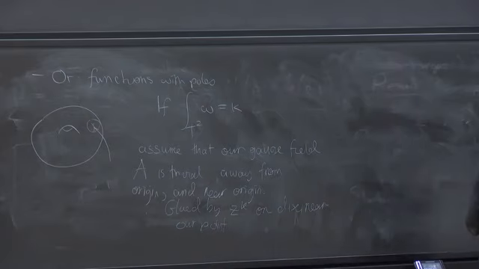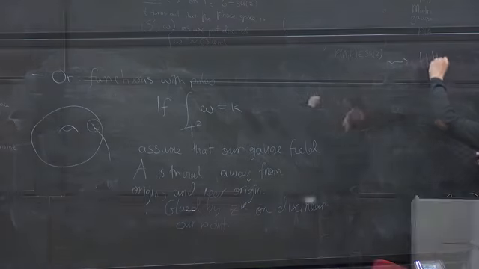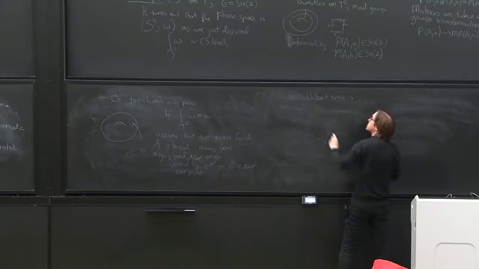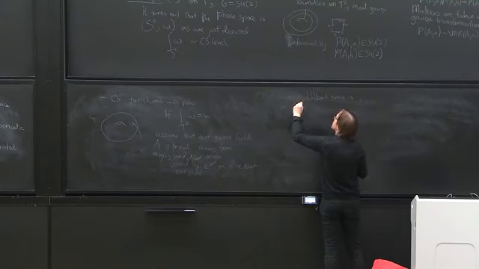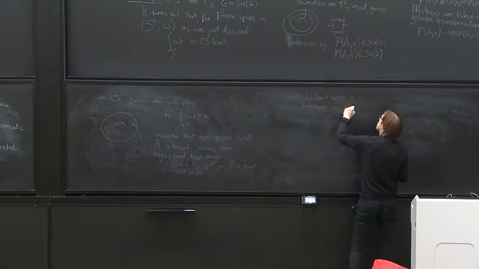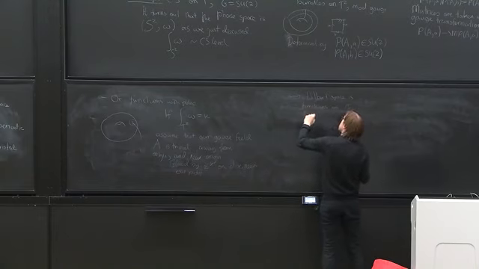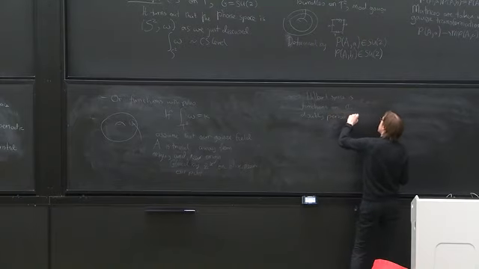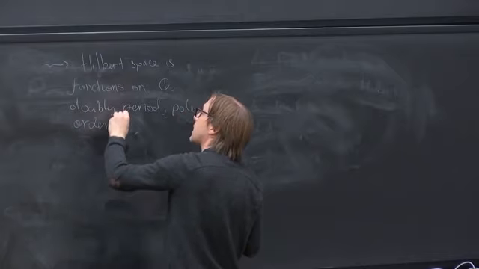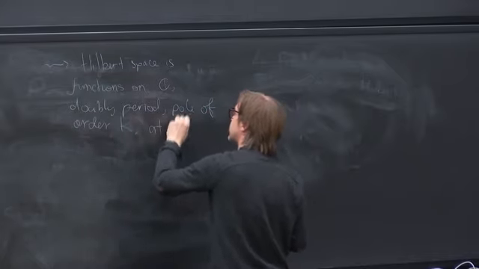So if we do that, then the Hilbert space is functions on C which are doubly periodic, and with a pole of order k at the lattice points.